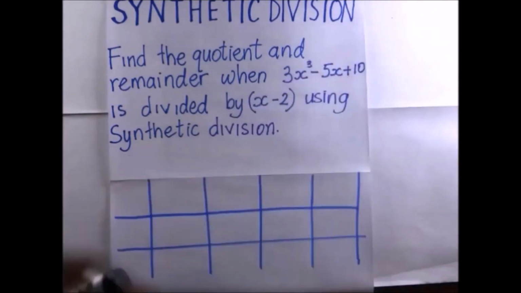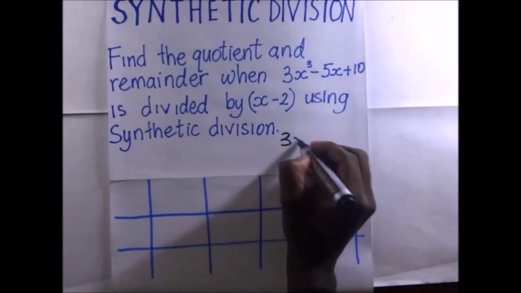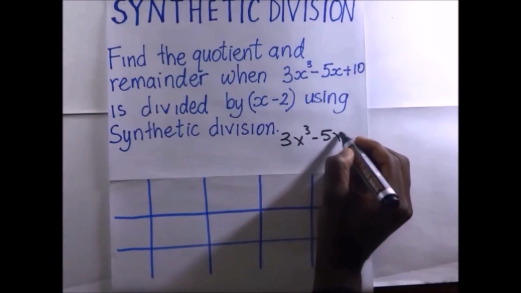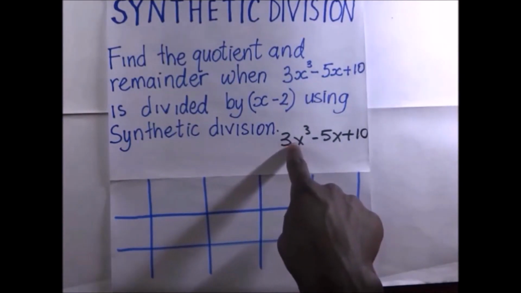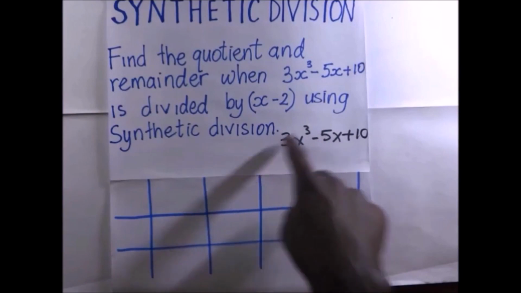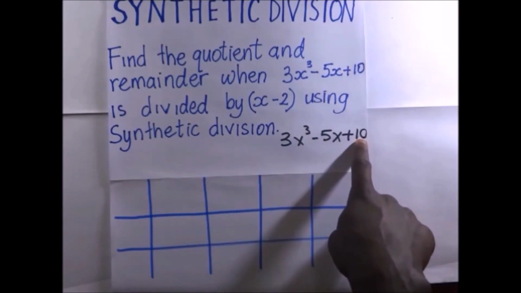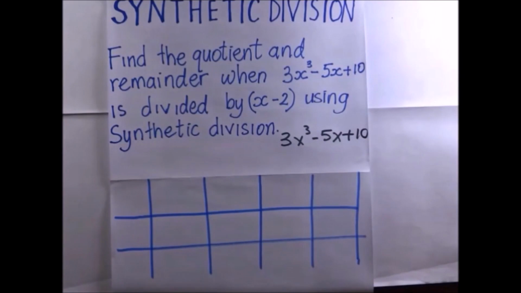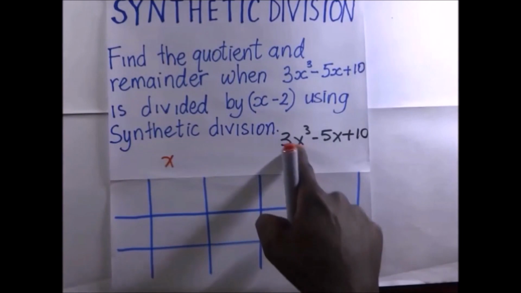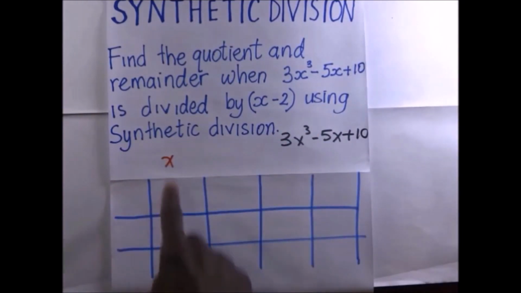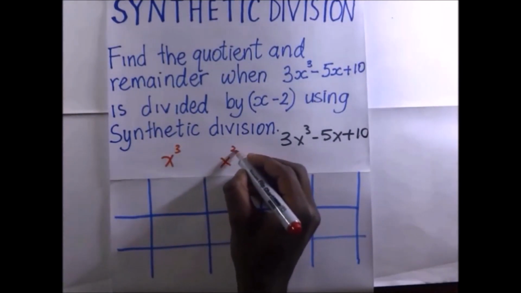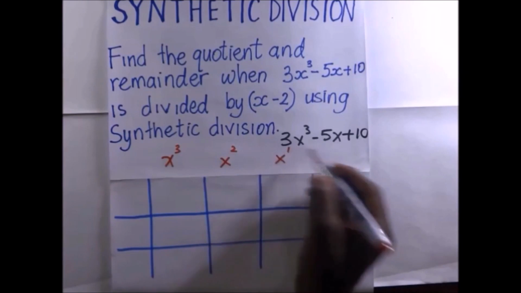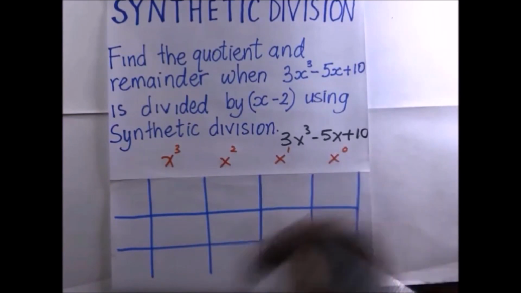So the polynomial in question is this. It is 3x cubed. If you look at that, we are having x to the power 3. We have coefficients 3, -5, and 10. So now we are going to group this in this way. We shall put here the coefficients of x. Our highest power is 3. So we put here the coefficients of x to the power 3, x to the power 2, x to the power 1, x to the power 0.